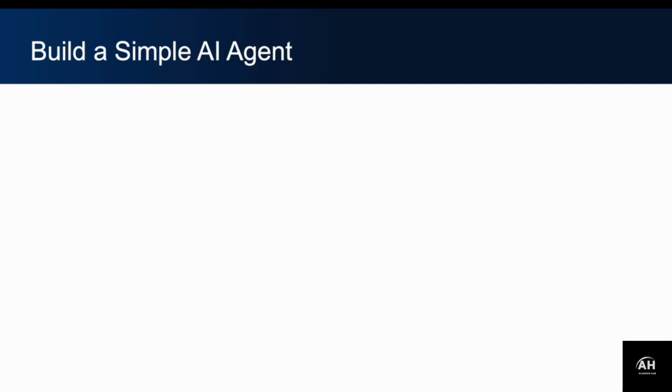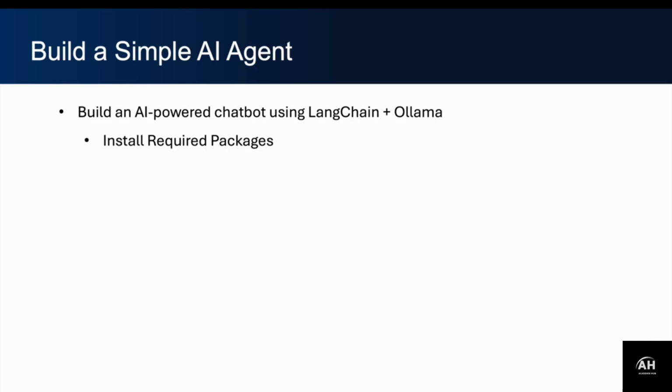So now that we have our entire environment set up, let's go ahead and build a simple AI agent. Let's build an AI-powered chatbot using LangChain and Ollama. First, we'll install the required packages, and then we will create a Python file called basic_ai_agent.py.